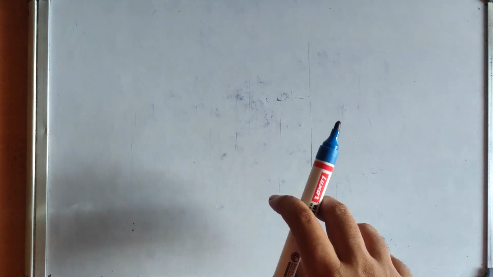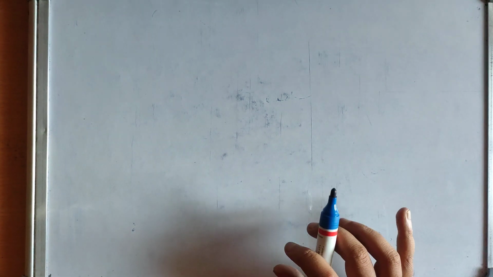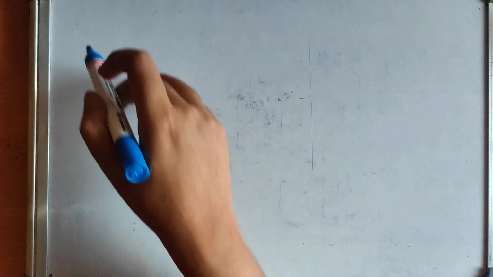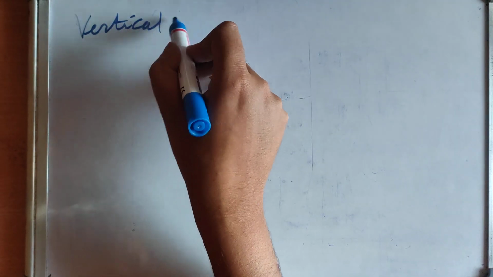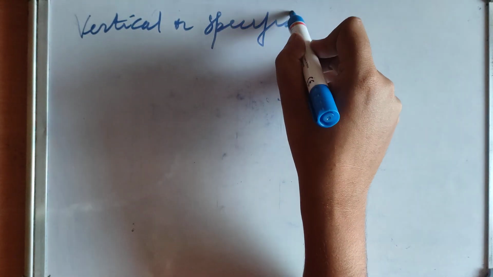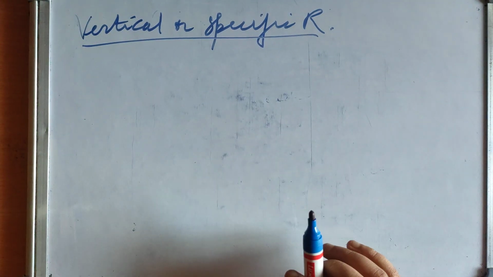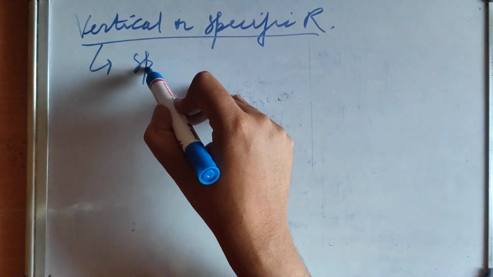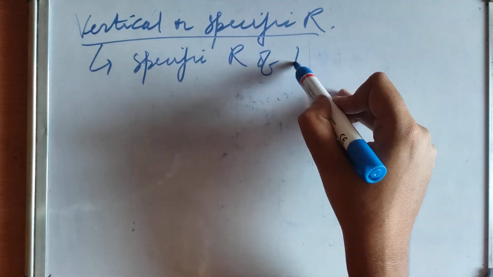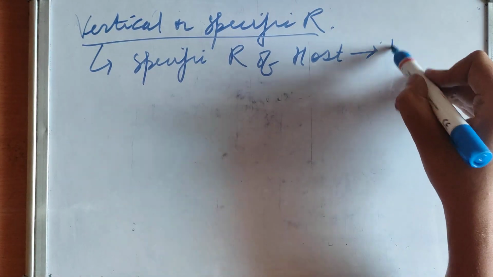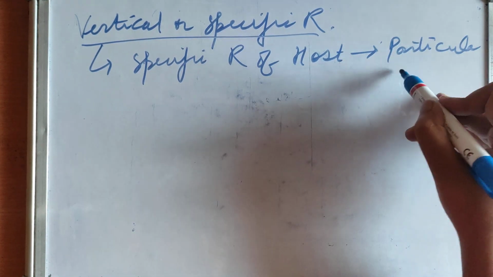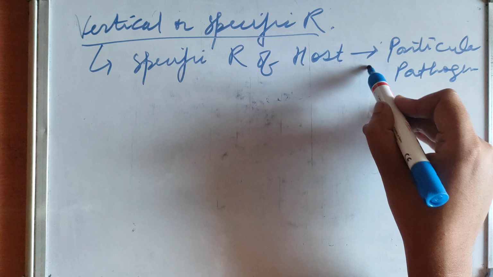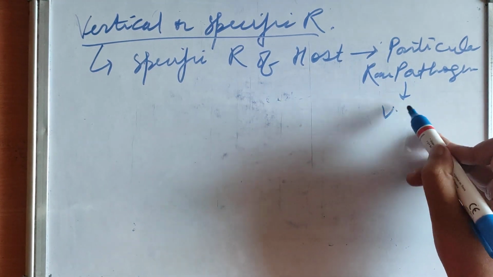Now moving on to the next topic, that is vertical or specific resistance. We will discuss vertical and horizontal resistance. First of all, what is vertical or specific resistance? A specific resistance of a host to a particular race of pathogen is known as vertical resistance.